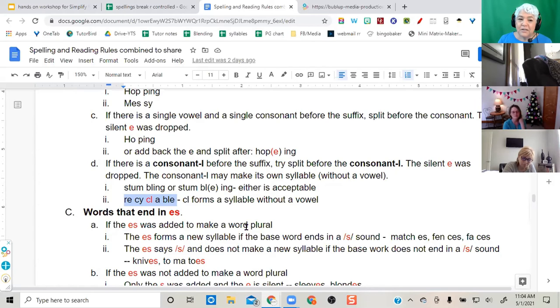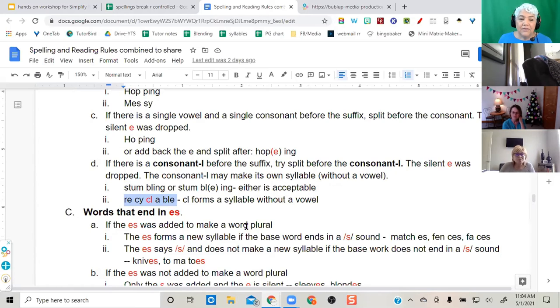But the steps still work. I see a prefix re. I see the suffix able, which happens to be 2 syllables. And in between, I see a CYCL. The CL, if you see a consonant L at the end of a word in front of a vowel suffix, the E was dropped. So think of it as a CLE.